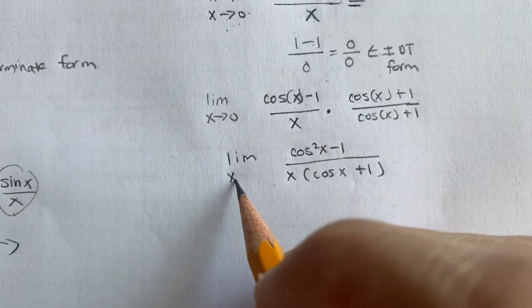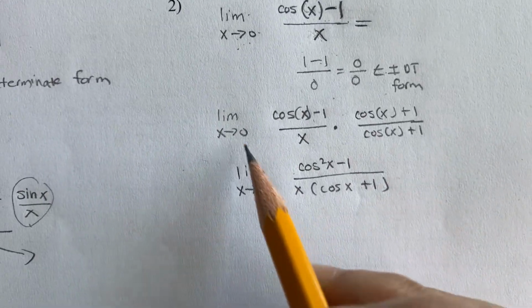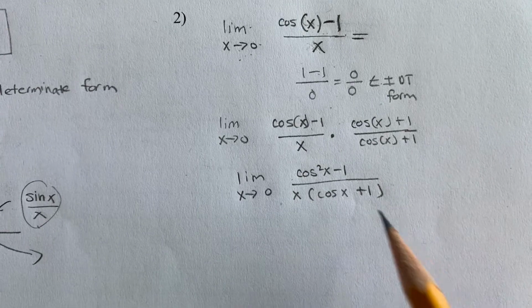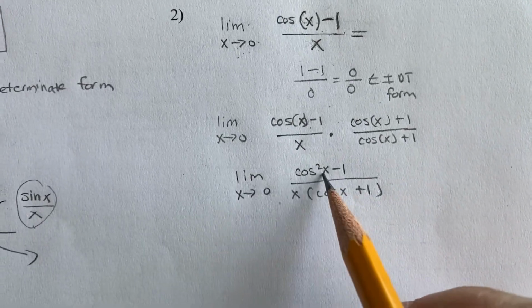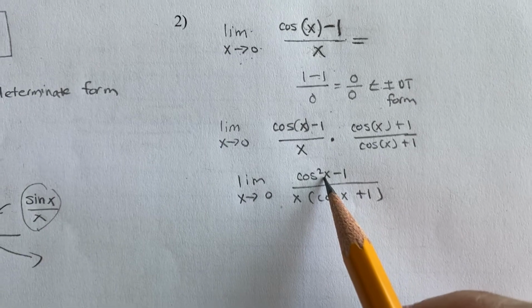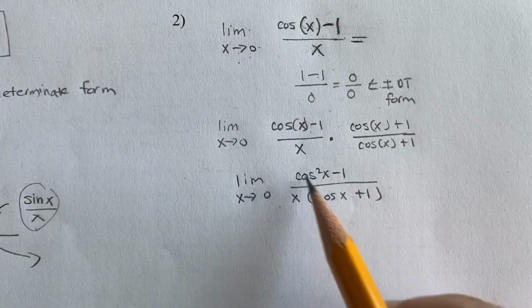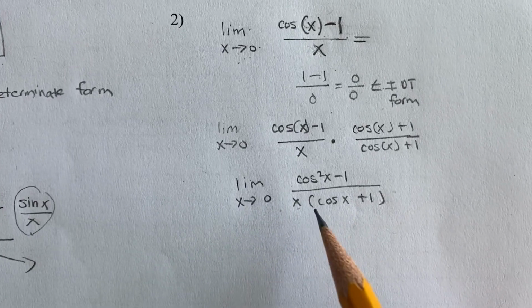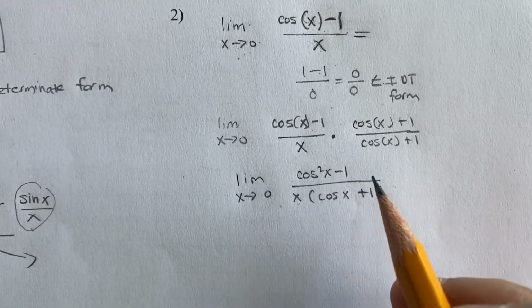And by the way, as you are doing these limit problems, keep writing the limit as x approaches 0 until the very end when you plug in. Right now, even if you plug in 0, cosine of 0, which is 1, 1 squared is still 1. You're still going to get 0 in the numerator and 0 in the denominator. So it's not going to quite work just yet. But we're going to manipulate.